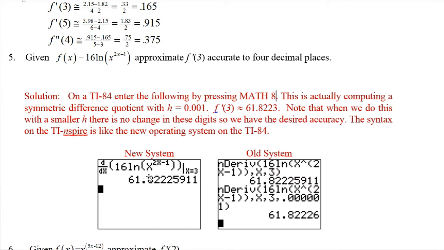Now this notation in the newer operating system is actually a lot better because it is basically the way we would write this by hand using Leibniz notation. It defaults to an h value of 0.001, and you can see what we got there. This is the same number we get in the old system, so it gives you the same thing whether you're using the new or the old system. In the older system, we can also change the value of h a little bit, and here I put in a smaller h. To 4 decimal places, it's still 61.8223, and up here it was 61.8223 when you round to 4 decimal places. So since those were the same, we're very confident that we have this accurate to 4 decimal places.